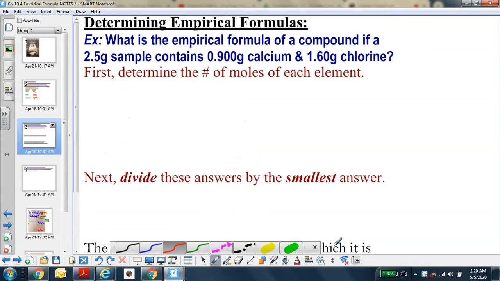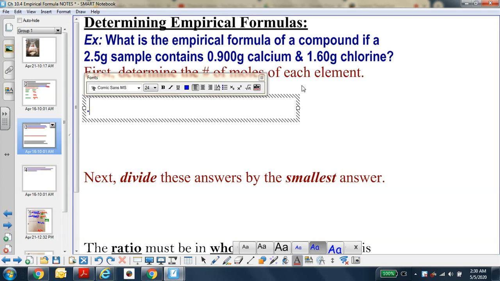Now we are going to need our calculator and a periodic table in order to do the next couple of examples. So in this example, we have a compound that contains 0.900 grams of calcium and 1.60 grams of chlorine. And notice that we are given 3 significant digits here and 3 significant digits here. So the first thing we're going to do is convert both of these into moles.